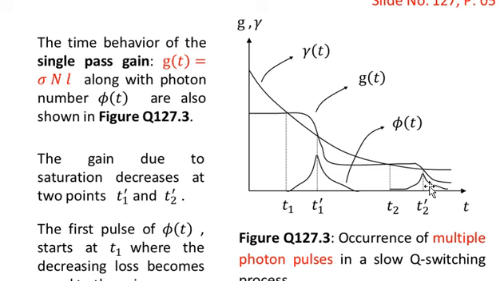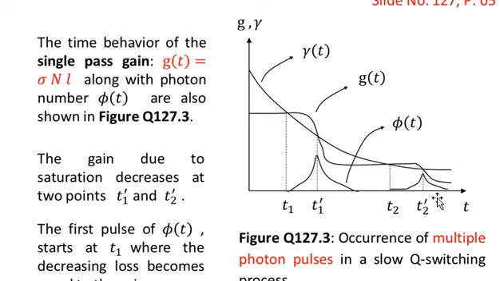And at the time T2 prime, again the gain falls below the value of the net losses in the cavity. That is, the value of the g function becomes lower than the value of the gamma function, and then you see that the number of photons starts decaying and becomes zero. So in this way, you can see the two pulses: one after the time T1, peaked at T1 prime, and the second starting after the time T2 and peaked at T2 prime. So these two pulses will occur.